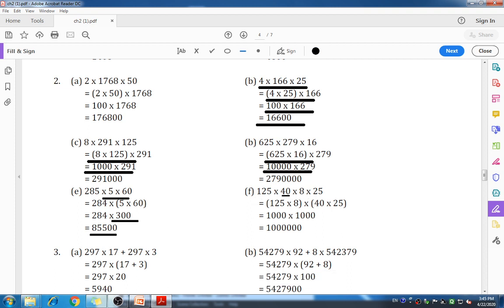Look at it carefully, here is already 0. So I can make a pair with 40. But what about the other numbers? I know that if 125 is multiplied by 8, we get the answer 1000. And if we make a pair of 40 into 25, we get the answer 1000. So 1000 into 1000, we get the answer 10 lakh.